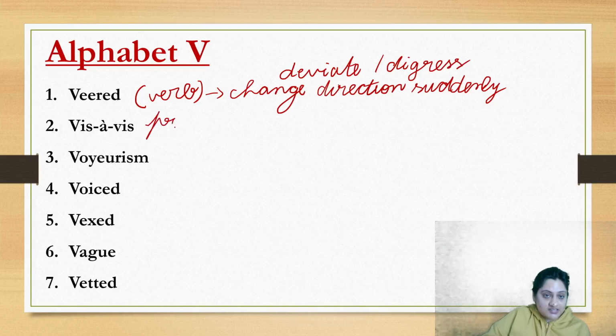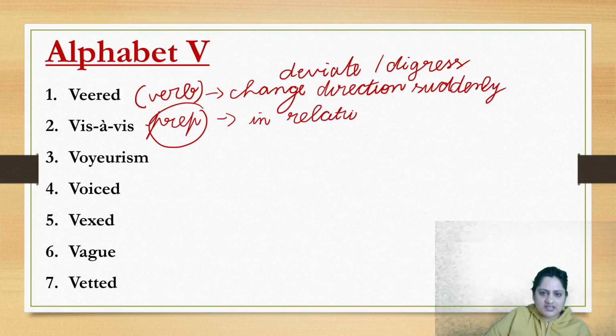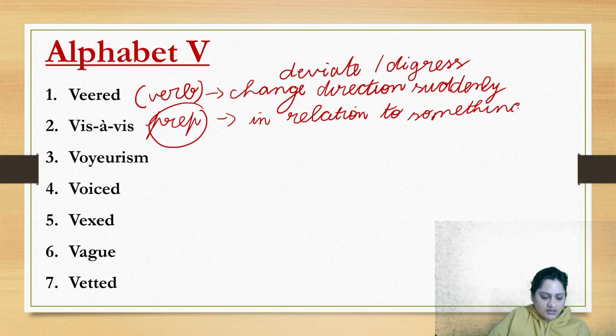Vis-a-vis. Vis-a-vis, guys, is a preposition word. Common, therefore I have taken it, meaning in relation to something. We use it as a connector also, in relation to something or somebody. For example, we say income vis-a-vis expenditure.